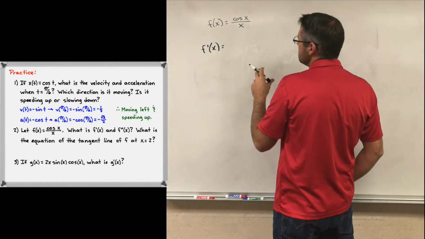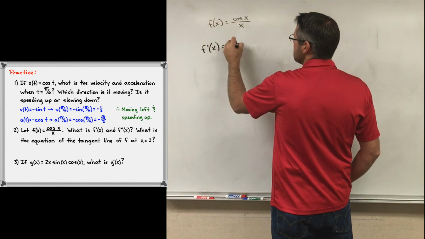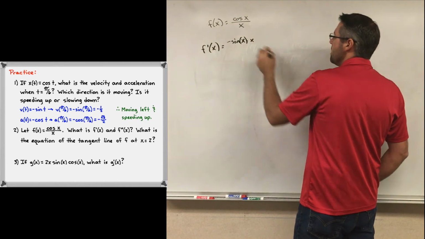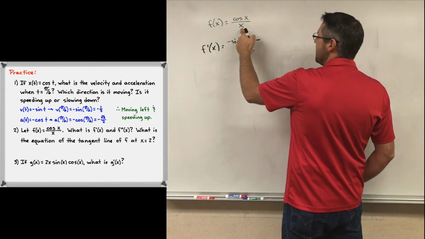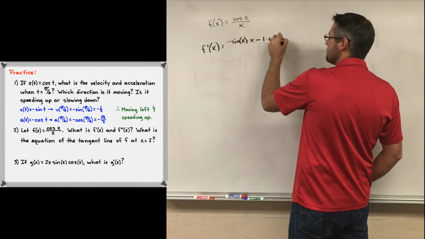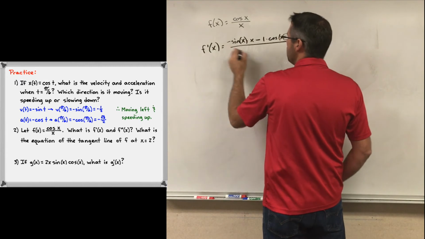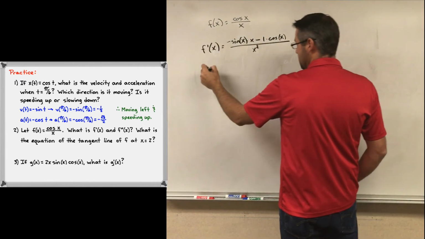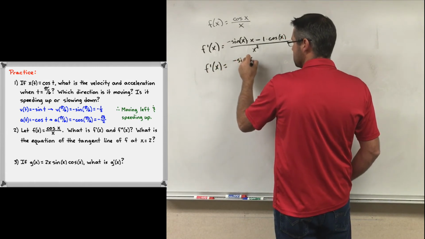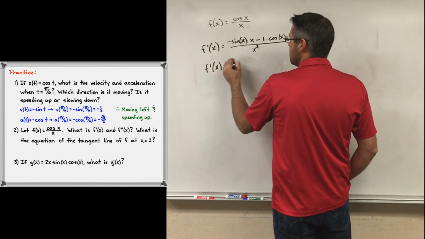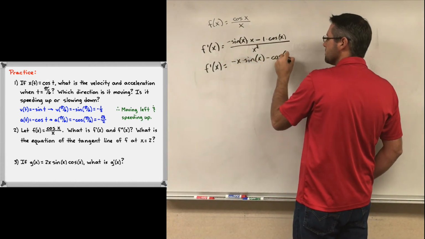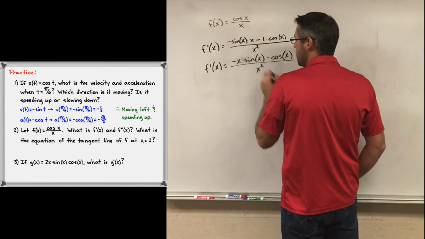Remember, the quotient rule says the derivative of the top thing, which is negative sine of x, times the bottom thing, so times x, I'm going to put parentheses around the argument, minus the derivative of the bottom thing, the derivative of x is just 1, and then times the top, so times cosine of x, all over x squared. And I'm going to simplify this a little bit. f prime of x is negative x times sine of x, minus cosine of x, all over x squared.